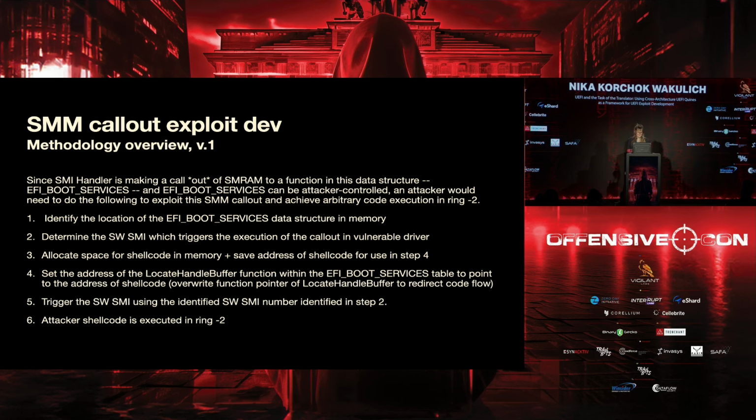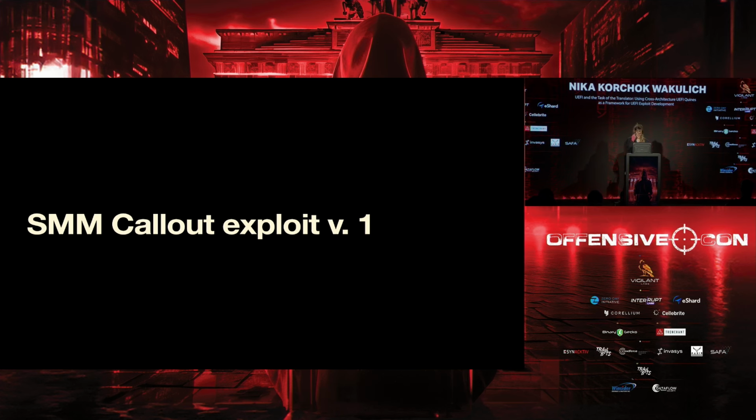The next part is determining the SMI number that needs to be triggered in order to invoke the specific handler function. You allocate space for your shellcode, you overwrite the function pointer, you trigger the SMI, shell gets executed. Okay, so it seems pretty easy.